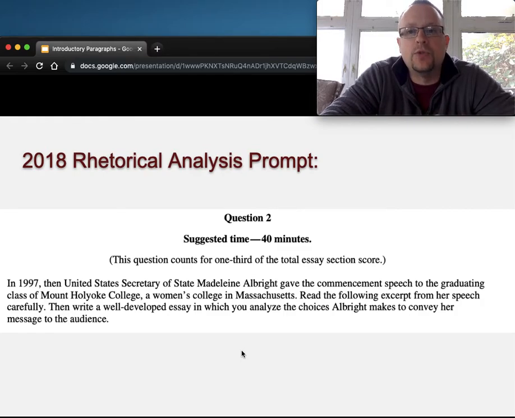You see the rhetorical analysis question was, in 1997, then United States Secretary of State Madeleine Albright gave the commencement speech to the graduating class of Mount Holyoke College, a women's college in Massachusetts. Read the following excerpt from her speech carefully, then write a well-developed essay in which you analyze the choices that Albright makes to convey her message to the audience.